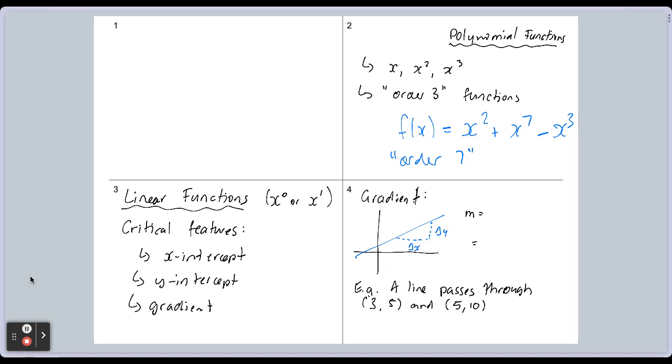So for linear functions, you should know what a linear function is, a straight line graph. The critical features are as follows. It has an x-intercept. Does it? Usually. Can anyone give me an example of a linear function which doesn't have an x-intercept? Let's assume it goes on forever in both directions. If you're talking about an asymptote kind of idea, linear functions don't have asymptotes.